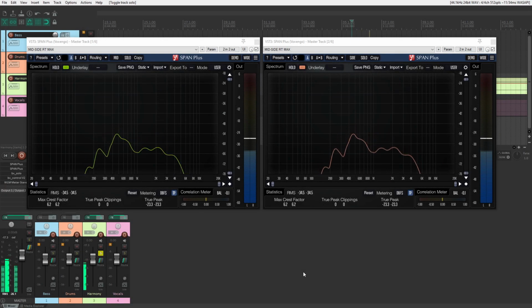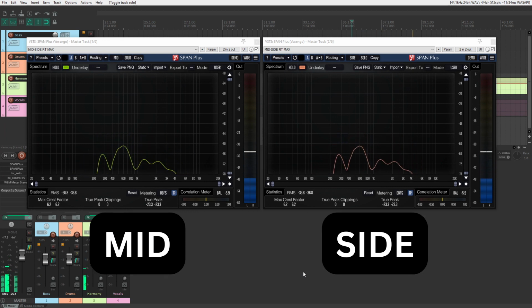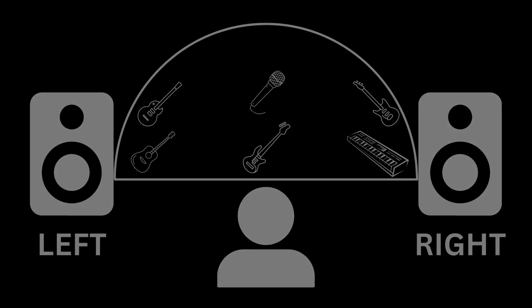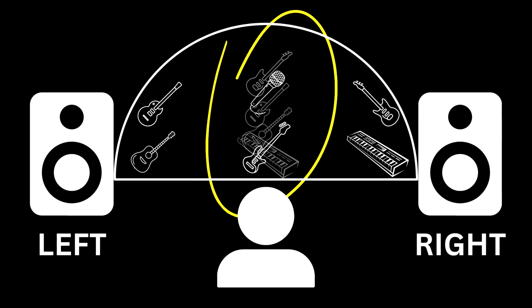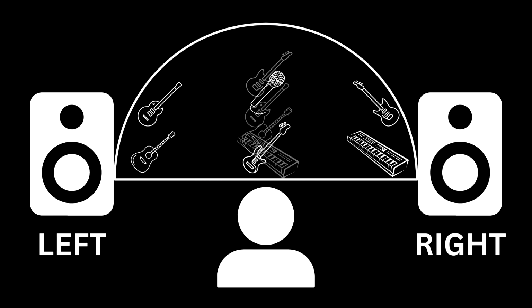For example, this guitar track is panned 100% to the left, but there's still center information, also known as mid, as you can observe on the mid-side spectrum analyzer. But why is this important? Well, it's significant because the mid information of instruments not panned to the center of the stereo image can conflict with the main elements panned to the center, thus diminishing the clarity of the mix.